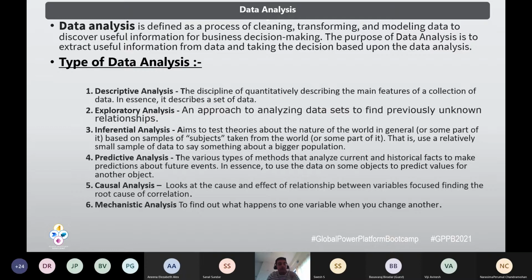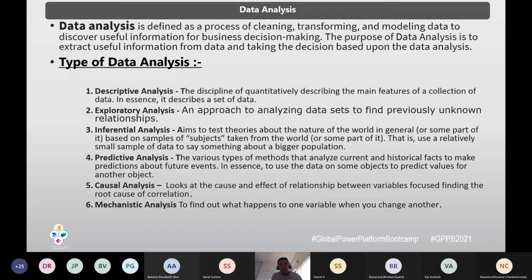Inferential analysis aims to test theories about the data. To give you the basic idea, it is how you can infer information from a particular set so that you can use it as input to predictive analysis, and then do a lot of analysis across. Then predictive analysis is the one that people usually aim for: to predict the future, to predict future scenarios.